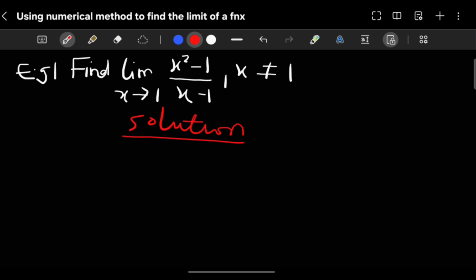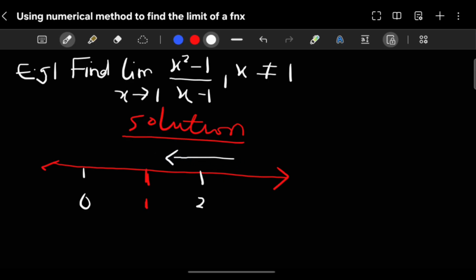First of all, x is approaching 1. It means that we're going to draw our number line, and we know that this is 1. Then on the right-hand side of 1 will be 2, and on the left-hand side of 1 will be 0 on the number line. So we are going to look for numbers that are approaching 1 from the right-hand side. Then we are also going to look for numbers that are approaching 1 from the left-hand side. So here is the left-hand side, this is the right-hand side.